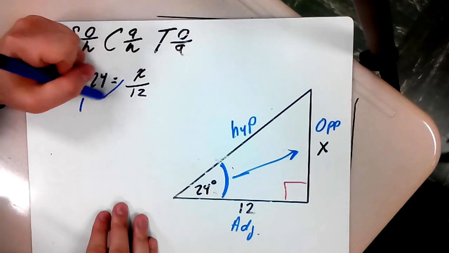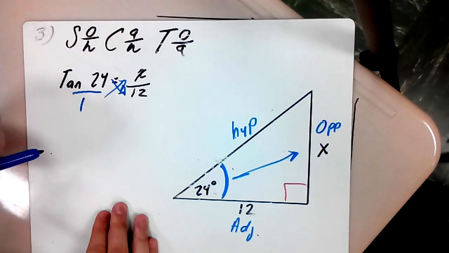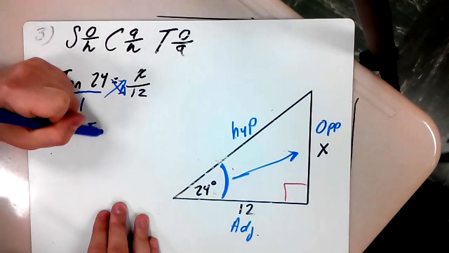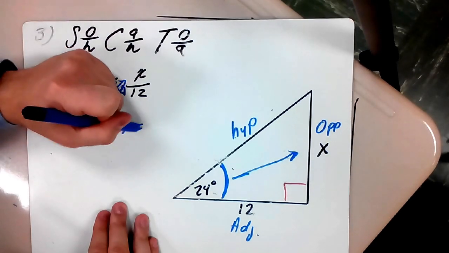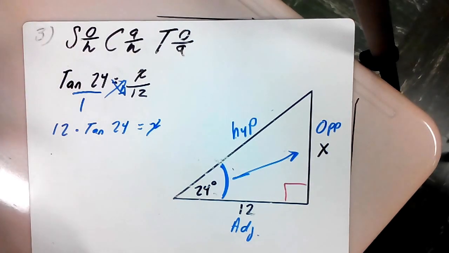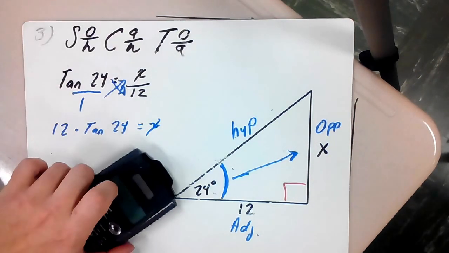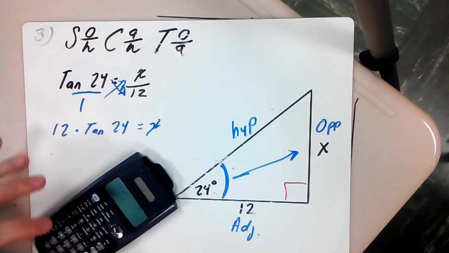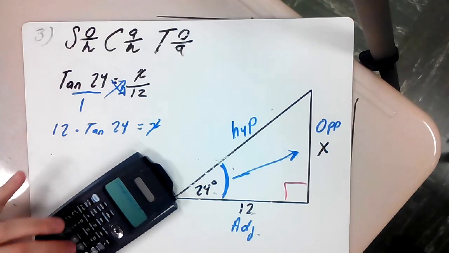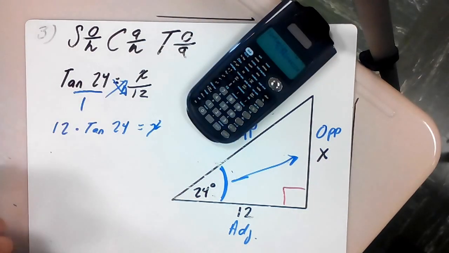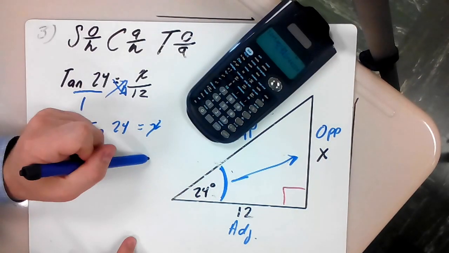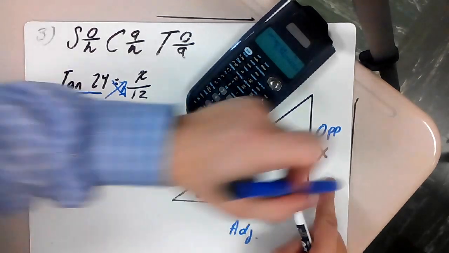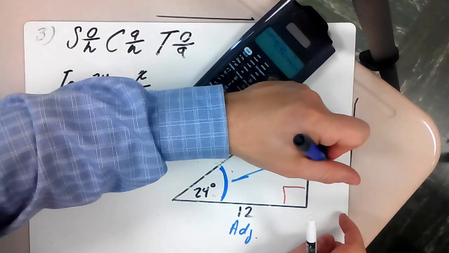Now I'm going to cross multiply, and I get 12 times tangent 24 equals x. I have x by itself, so I can just punch that into the calculator. My answer is 5.34. So 5.34 is the length of this leg.